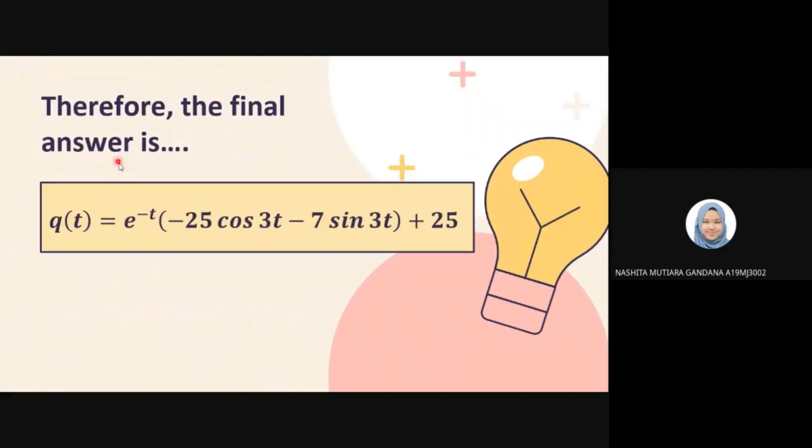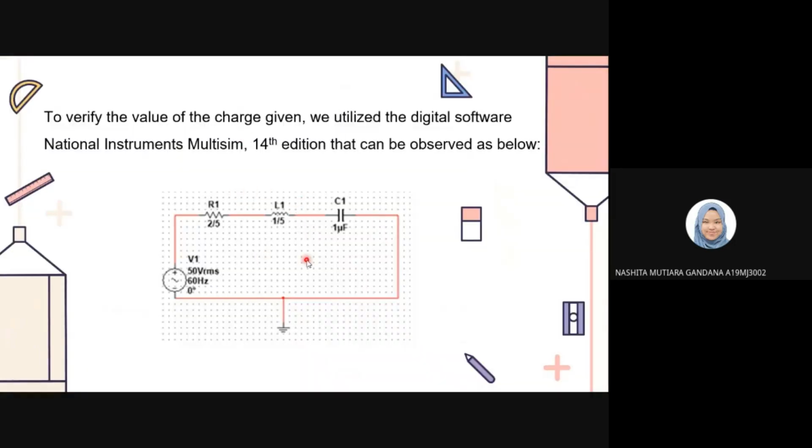Therefore, we'll get the final answer, which is Q(t) equals e to the power of negative t times negative 25 cos 3t minus 7 sin 3t, plus 25. So in order to verify the value of the charge given in the equation, we'll utilize the digital software National Instruments Multisim 14th edition that can be observed as below.